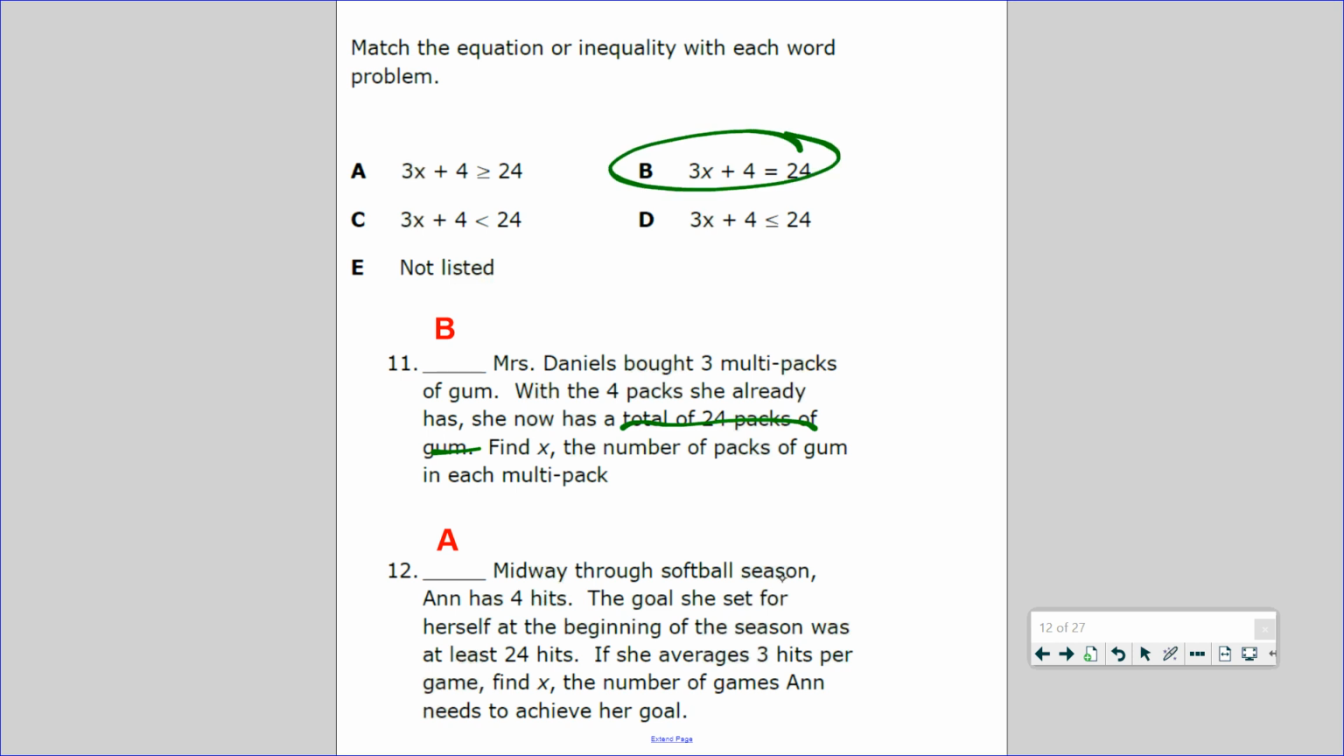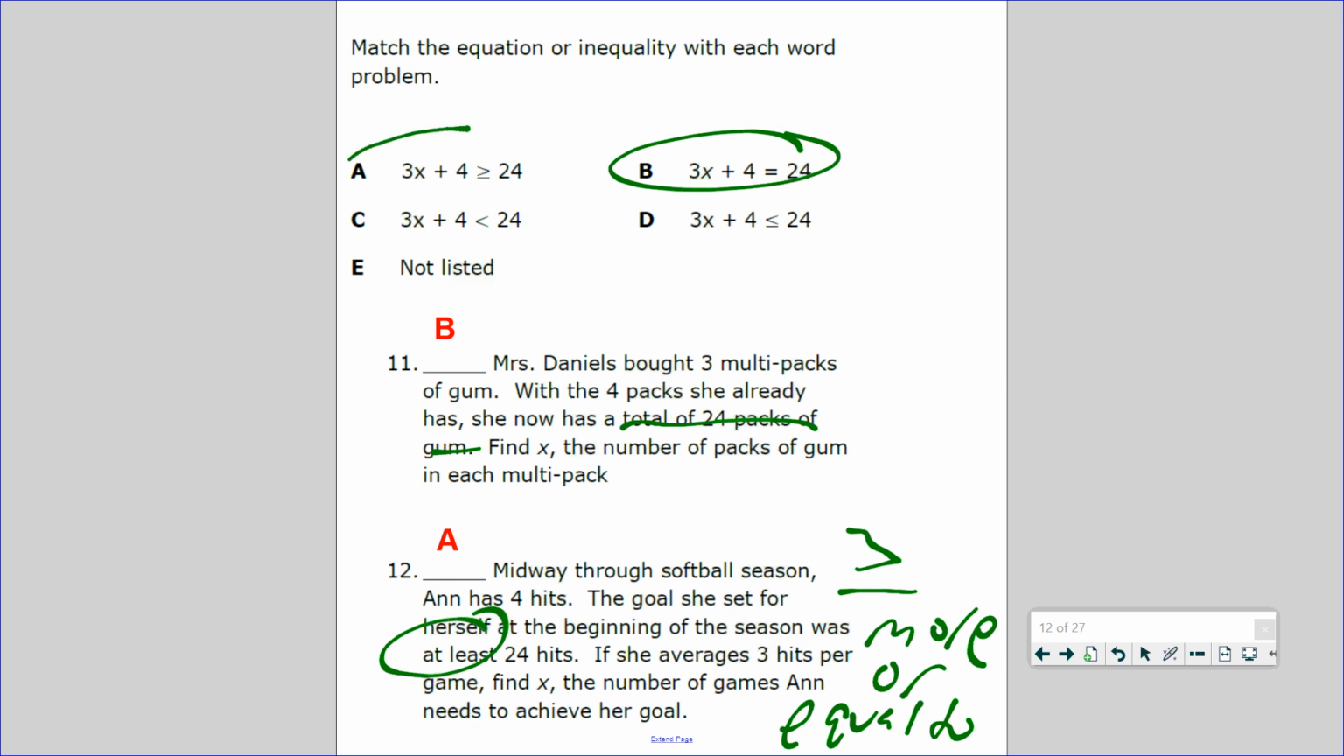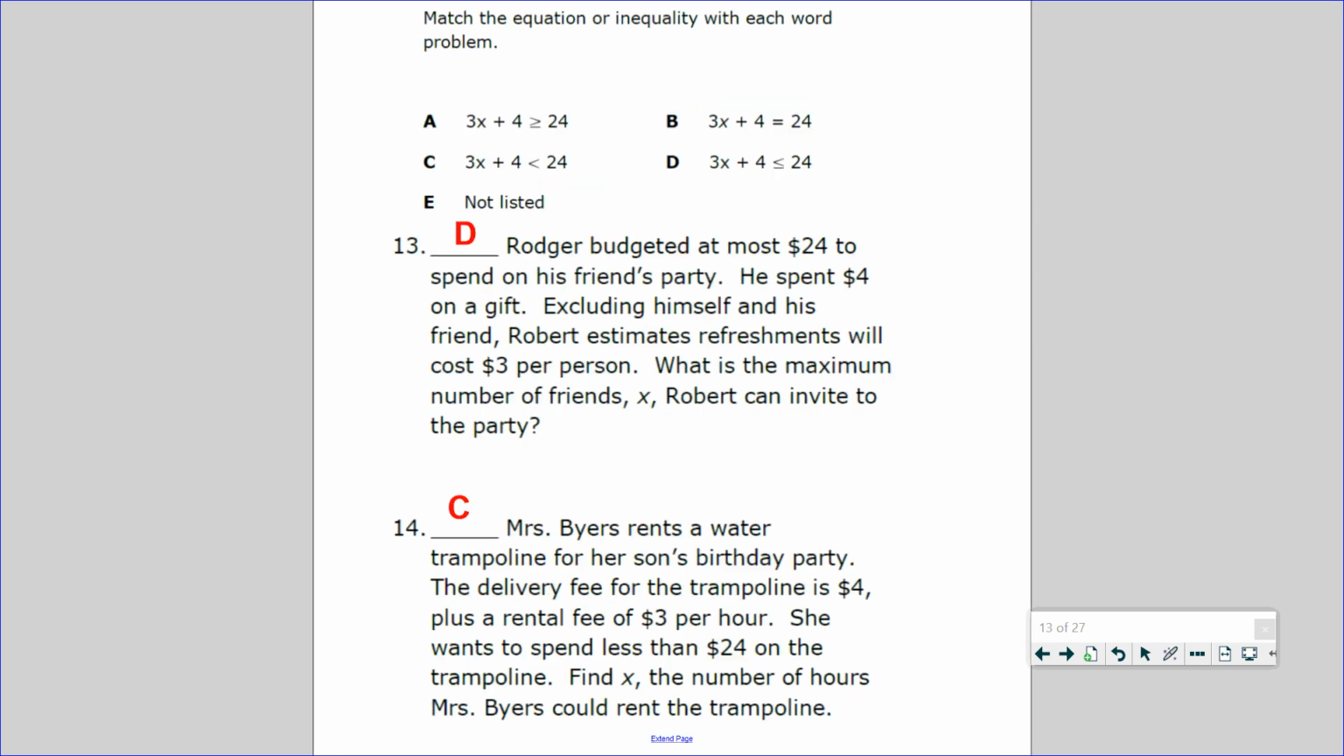Midway through softball season, Anne has 4 hits. The goal she set for herself at the beginning of the season was at least 24. If 24 is the lowest she has, at least means more or equal to. So at least means more or equal to 24. It is A. Next one. So we already did B and A.